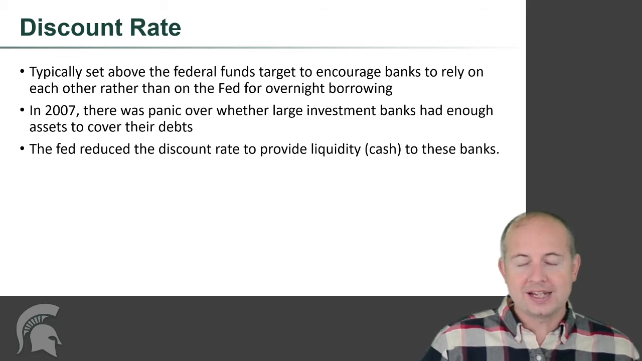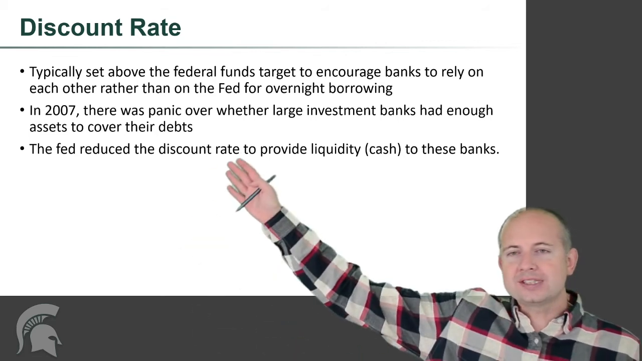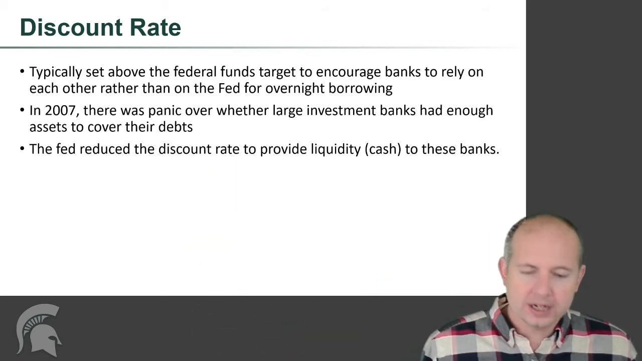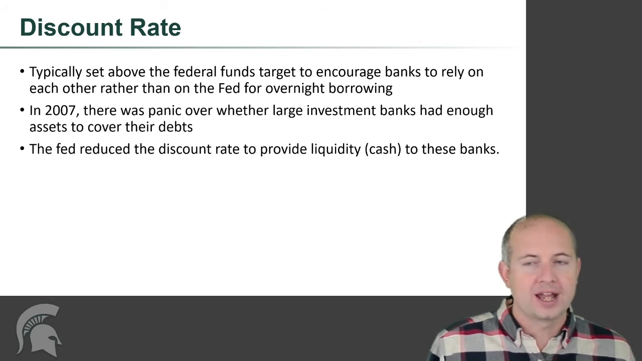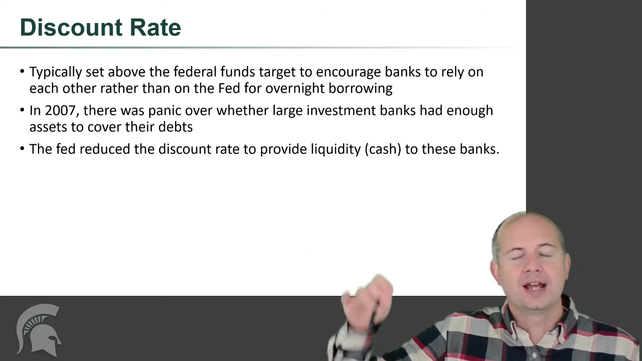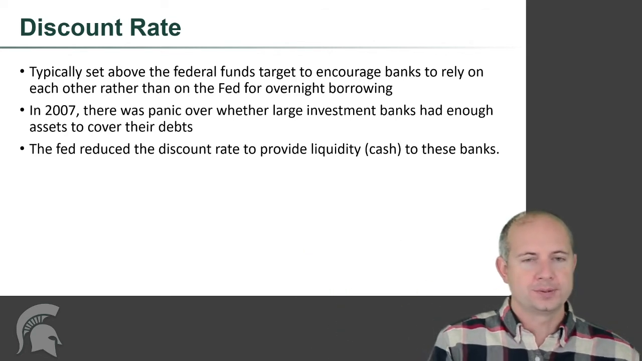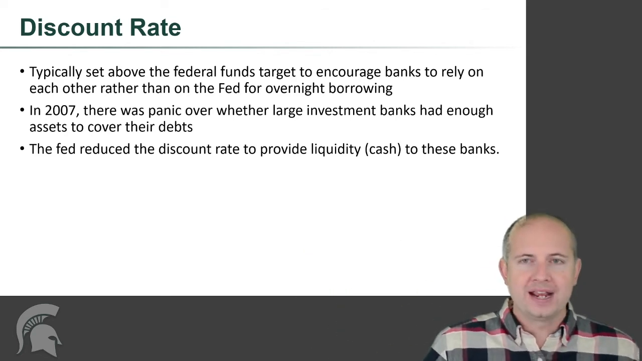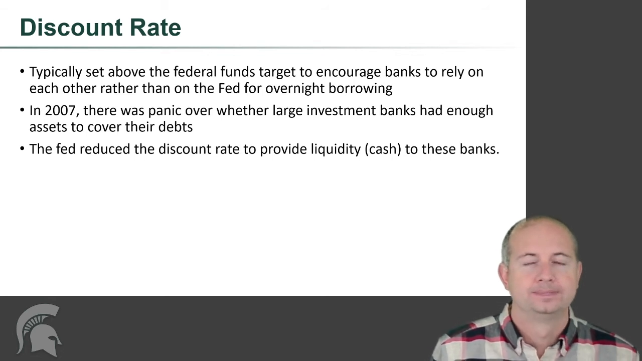Well, the Fed stepped in and reduced their discount rate in order to provide the banks with some liquidity, or cash. So here is an example of when the Fed did use the discount rate, actually lowering the rate for a specific reason, to help these banks stay in business. Right?